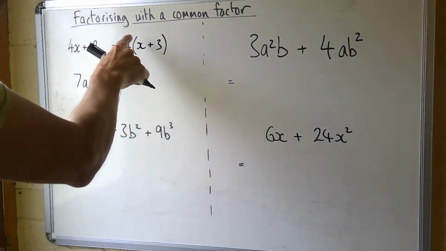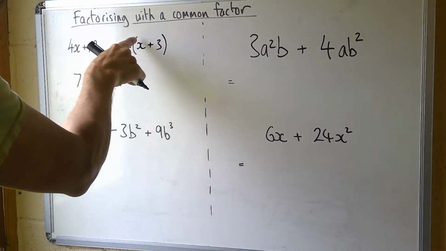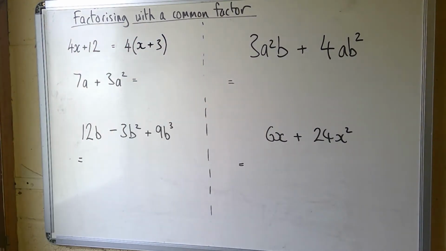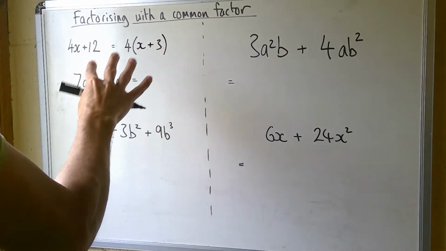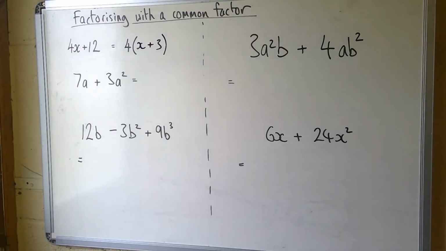And you can check it's correct by expanding it. 4 times x is 4x. 4 times 3 is 12. So if you've got the expansion skill, you can check these answers fairly simply.